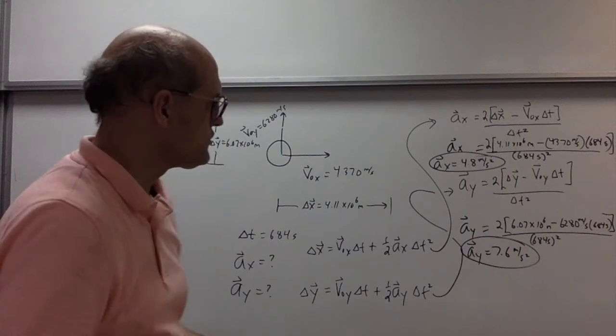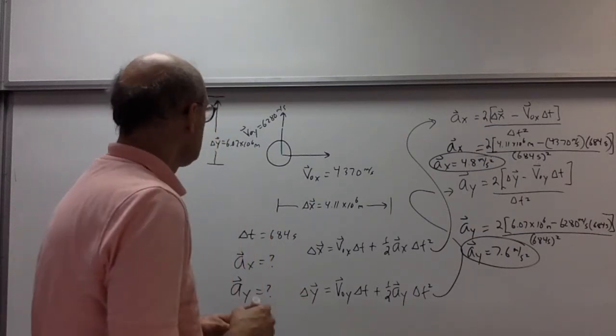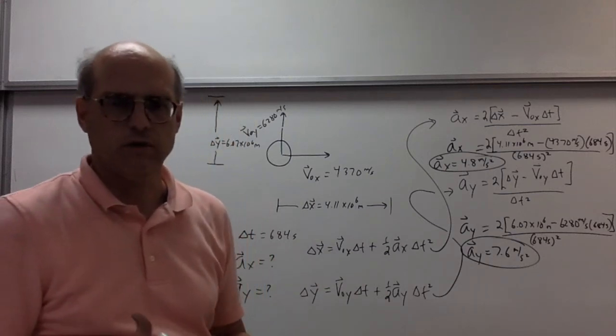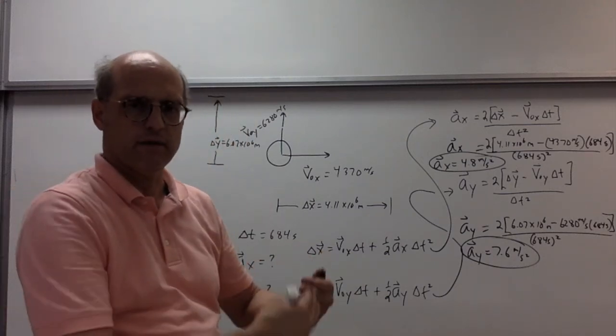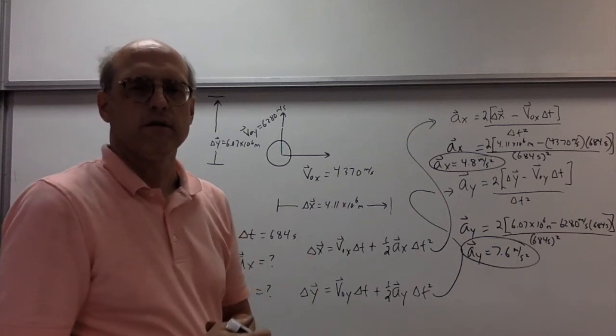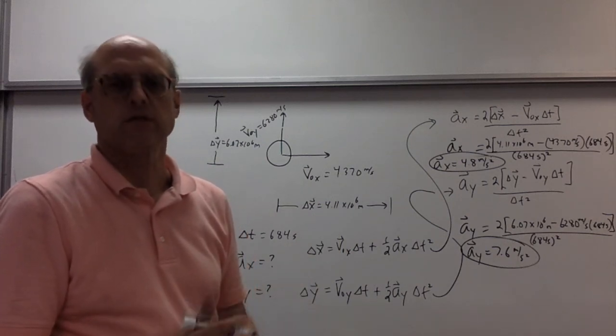Now, what we could do is use the Pythagorean theorem and determine the magnitude of the acceleration, and then use a trig function to figure out the angle of the acceleration. And then that would be the direction of the net thrust on the spaceship.